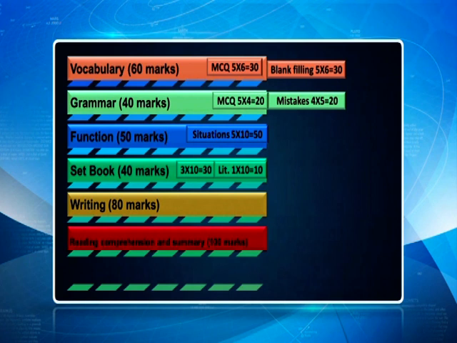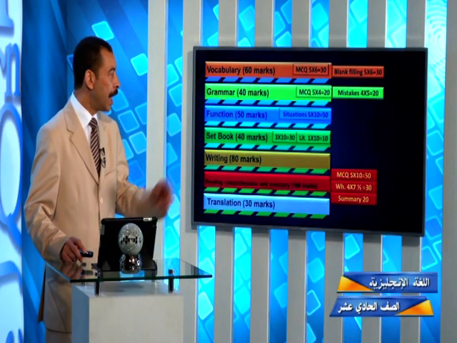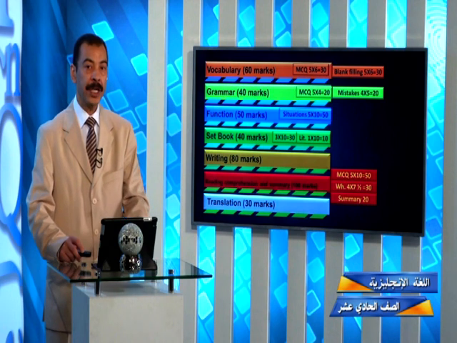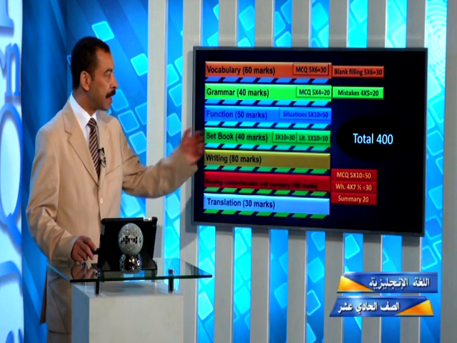And then we have the reading comprehension and summary making, which consists of 3 questions: multiple choice questions, 5 items, and then WH questions, 4 items out of 7.5, and summary making out of 20. And the last section is translation, which is out of 30 marks, that is 20 for the translation from English to Arabic, and from Arabic to English out of 10. Now this will help you to have a general idea about your exam and its components. The total mark is 400.